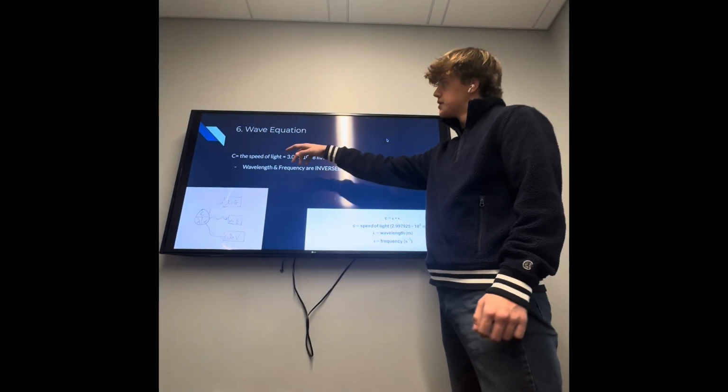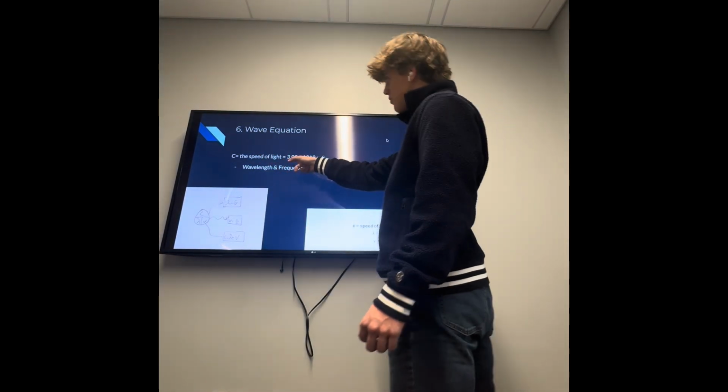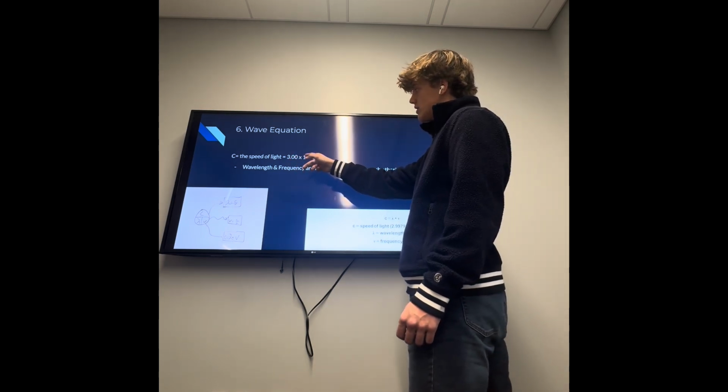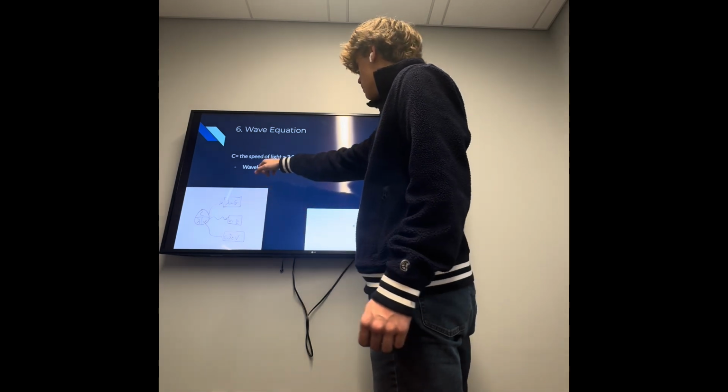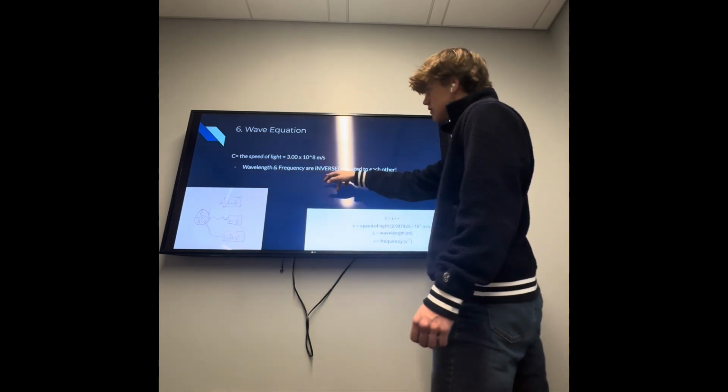Wave equations. C is equal to the speed of light, which is equal to 3.00 times 10 to the power of 8 meters per second. Wavelength and frequency are inverses of each other.